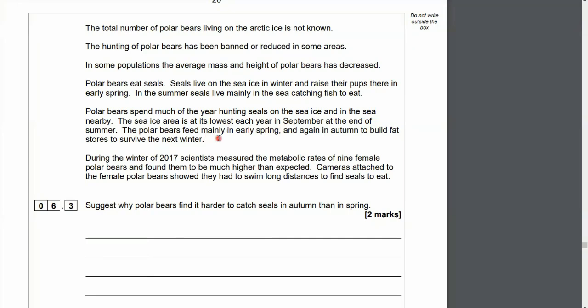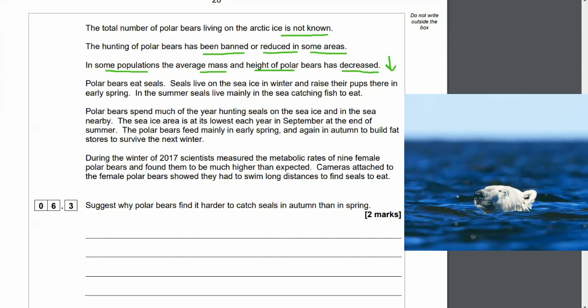The sea ice area is at its lowest each year in September, and at the end of the summer, we're talking September, August kind of time. Polar bears feed mainly in early spring and again in autumn to build fat stores so they can survive the winter. Now, during the winter of 2017, scientists measured the metabolic rates of 9 female polar bears and found them to be much higher than expected. Cameras attached to the female polar bears showed they had to swim a long way to find seals to eat.